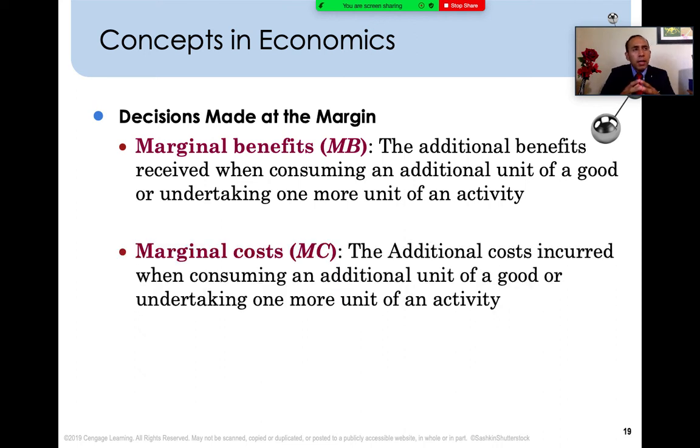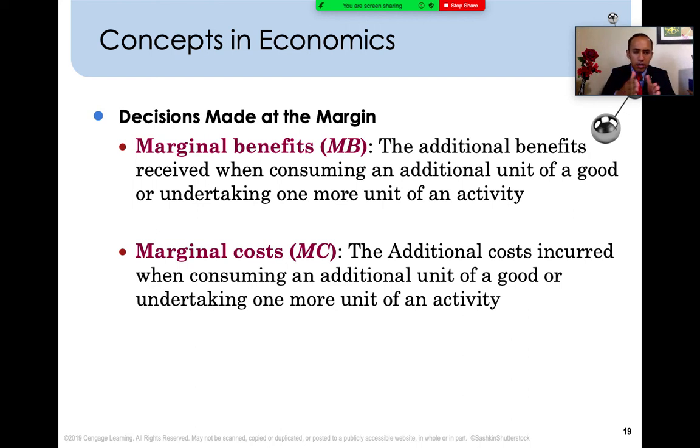Marginal cost is the additional cost incurred when consuming an additional unit of a good or undertaking one more of an activity. Sometimes we do a little bit more of one thing and we have to pay a little bit more. We get a benefit from doing an activity, but we also have to consider its cost. Marginal benefit versus marginal cost are always working, sometimes in opposite directions, and we have to stop at some point.